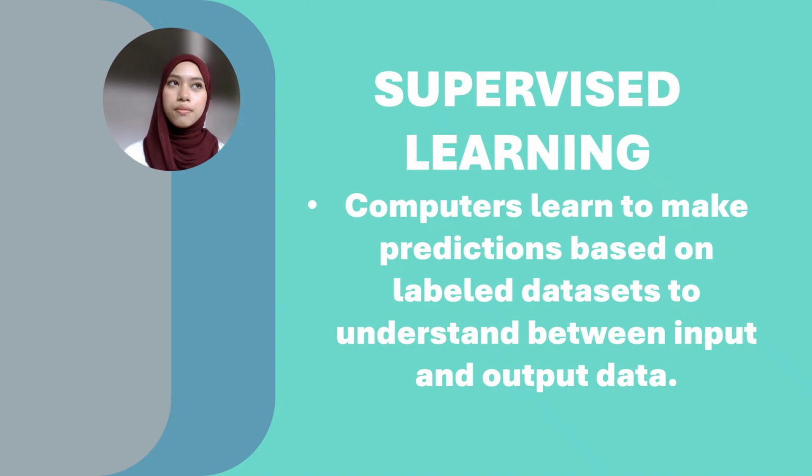The first type of machine learning is supervised learning. Supervised learning is where computers learn to make predictions based on labeled datasets to understand the relationship between input and output data. This is where we provide detailed labeled datasets to computers so that they can analyze and help us to make decisions or predictions.